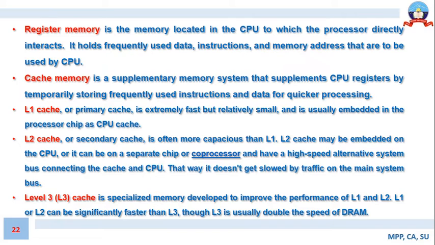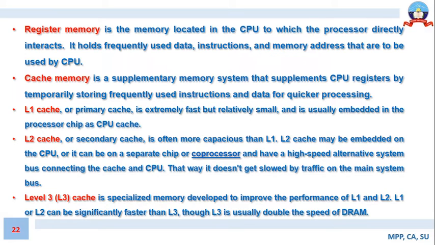So L2 cache is also called a secondary cache. It may be present in the CPU itself, or it may be present in a coprocessor associated with the CPU. It's capable of supplementing the L1 cache. And definitely traffic will not be hampering the efficiency of L2 cache, because L2 cache has its own dedicated alternative high-speed system bus, which connects it to the CPU.